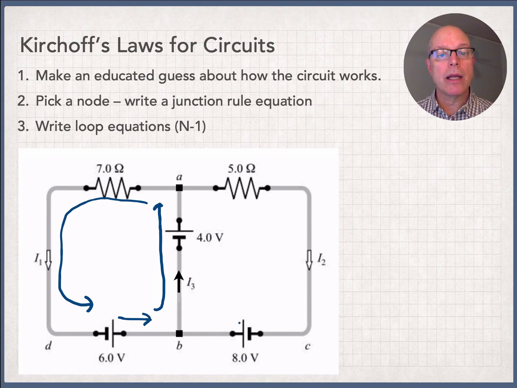I'll do the same exact thing with the second loop. So I'll just go to the next battery and I'll follow the smallest loop I can find. So 8 volts is going to push this way. Charges are going to hit this node and they're going to fly up this way. Yes, again, helped along by the 4-volt battery.